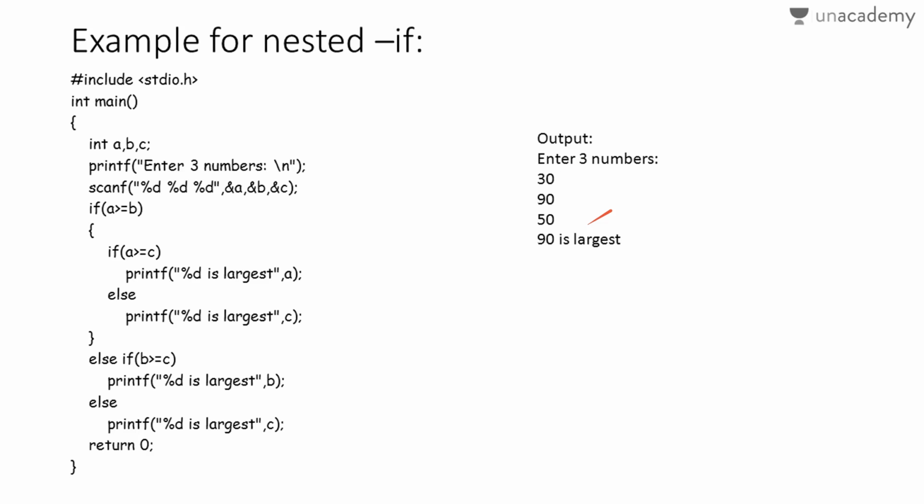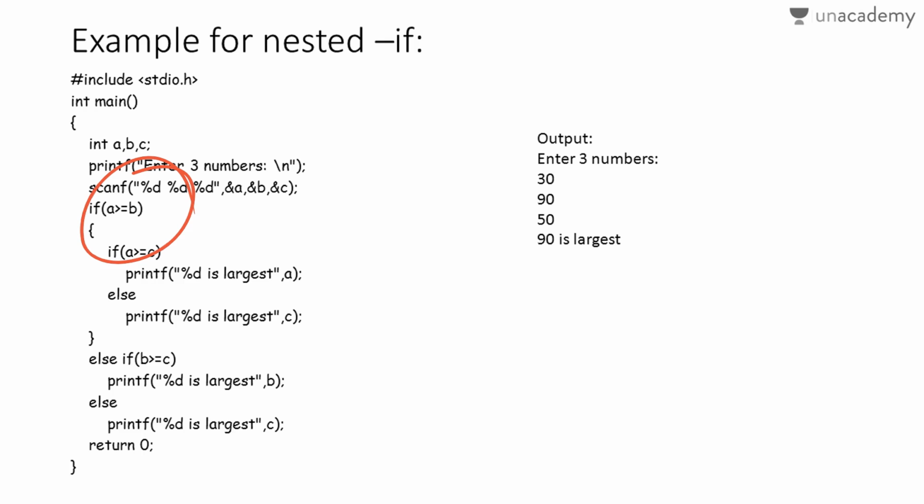So first we will be checking if A is greater than or equal to B. If that is true, then check if A is greater than or equal to C. A greater than or equal to B is the first condition, and inside that we'll be checking if A is greater than or equal to C. If this condition is satisfied, then print that A is the largest number. That means 30 is the largest number if this condition is satisfied. But if this condition is false, then print that C is the largest number. So this is for when A is greater than or equal to B.